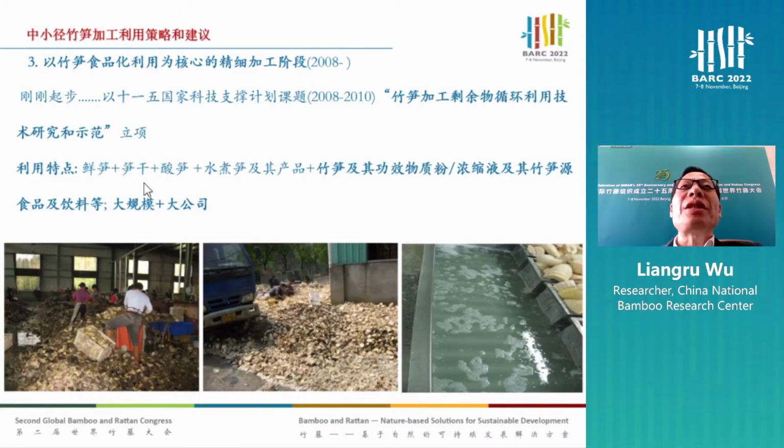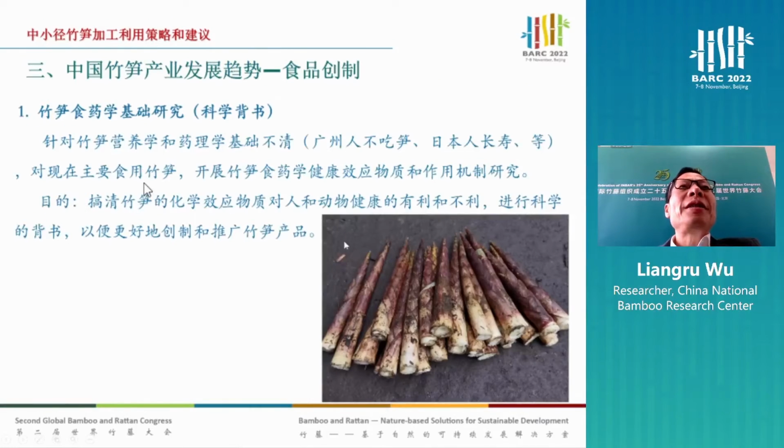And the third phase is the fine processing stage, which started in 2008. Why do we define 2008 as the starting year of fine processing? Because the central government supported a project during the 11th Five-Year National Scientific and Technological Supporting Program, and this program was led by me. We want to make use of the bamboo shoot leaves and the shell.